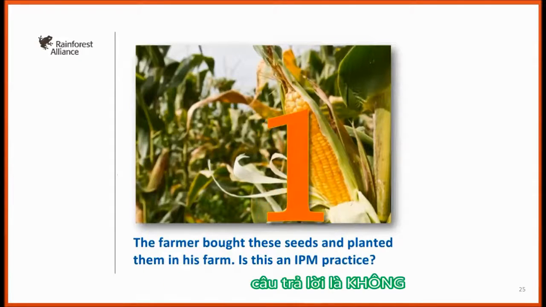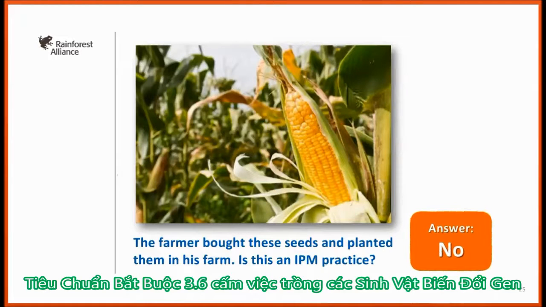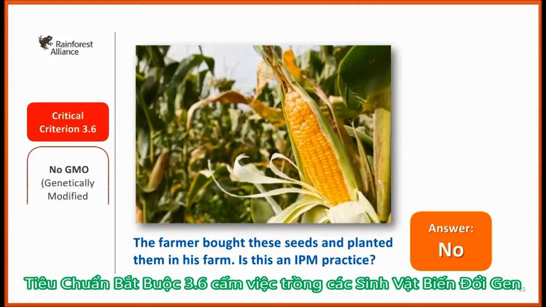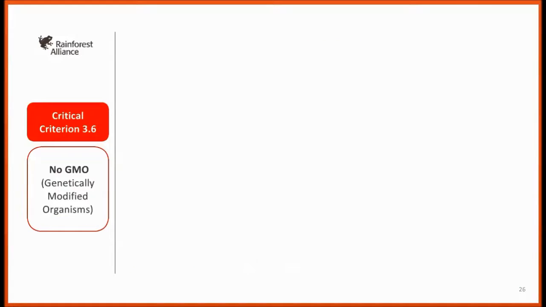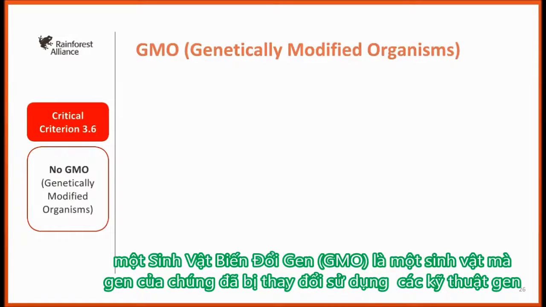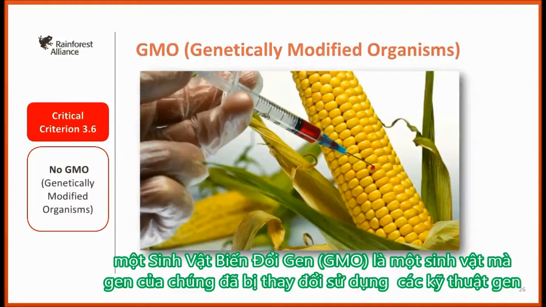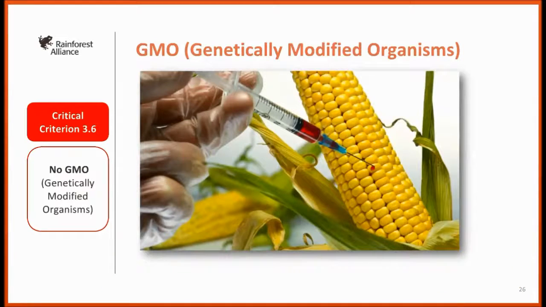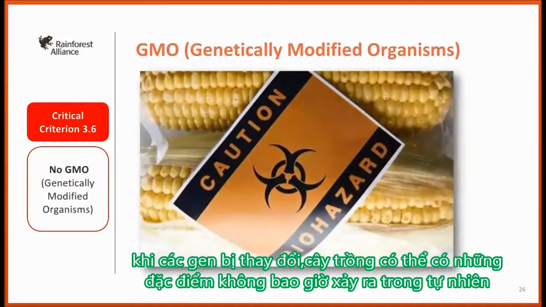The answer is no. The critical criterion 3.6 prohibits planting or mixing of genetically modified organisms. A genetically modified organism is an organism whose genes have been altered using genetic engineering techniques. When genes are altered, a crop can obtain characteristics that can never occur naturally.